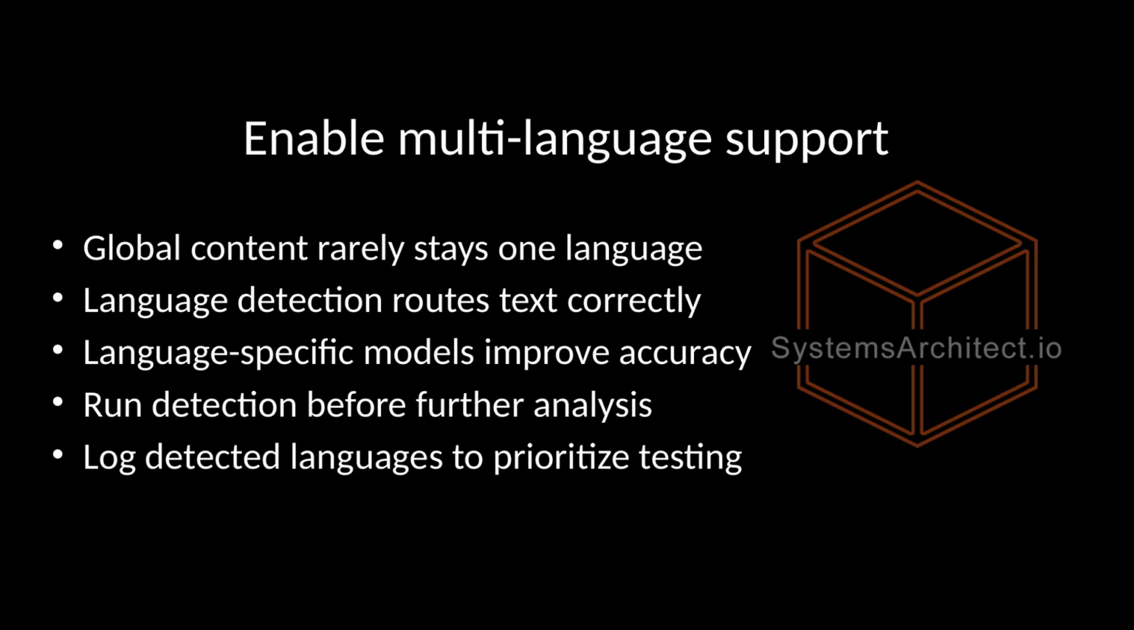5. Enable multi-language support. Text data rarely arrives in a single language, especially for any product with a global user base. Treating it as if it does quietly degrades your results. Why check the language first? Comprehend's language detection feature identifies the dominant language before you run further analysis. That lets your pipeline route it correctly. Forcing English-trained assumptions onto other languages produces unreliable output. A useful strategy is to log detected languages over time, then prioritize testing accordingly.